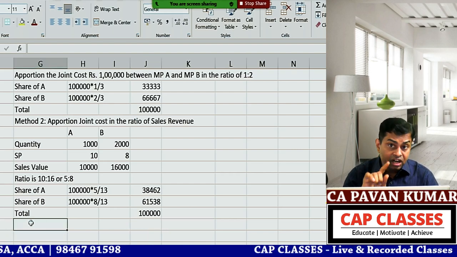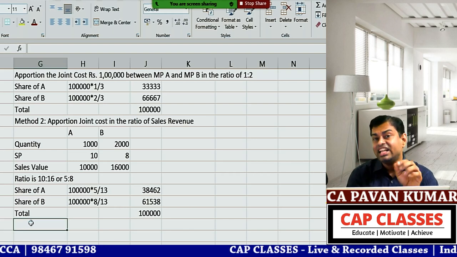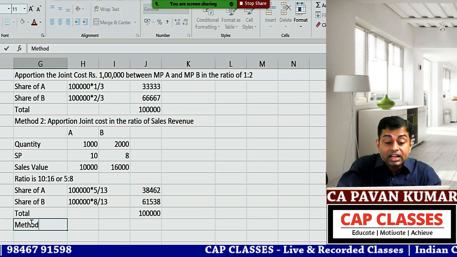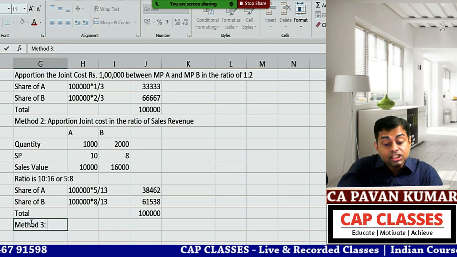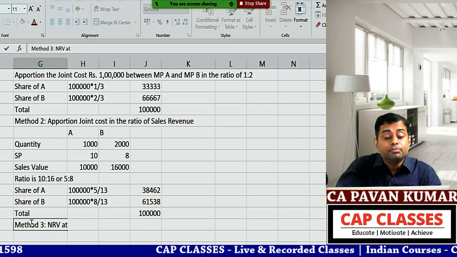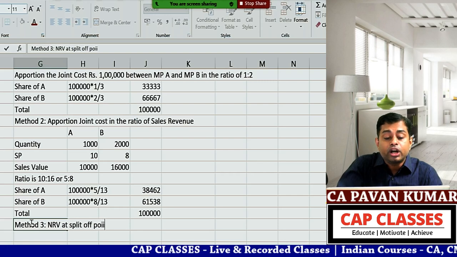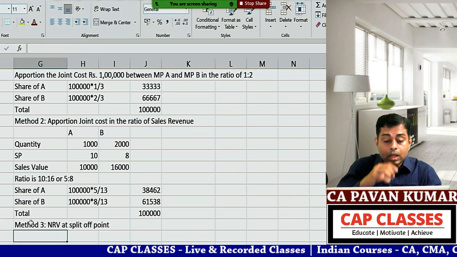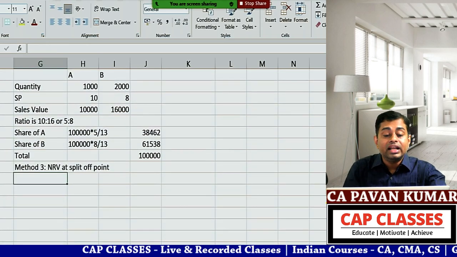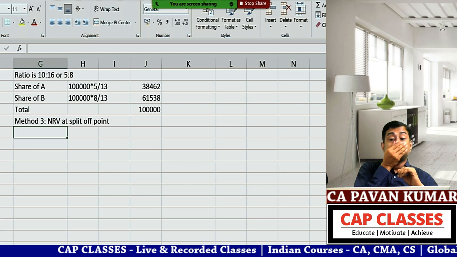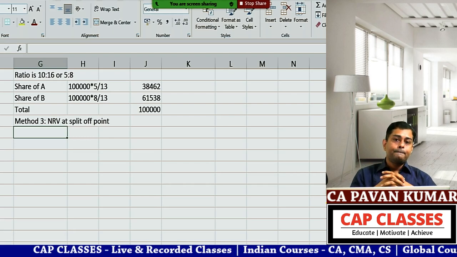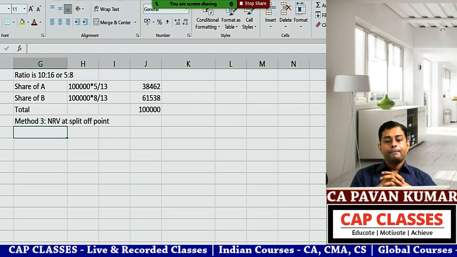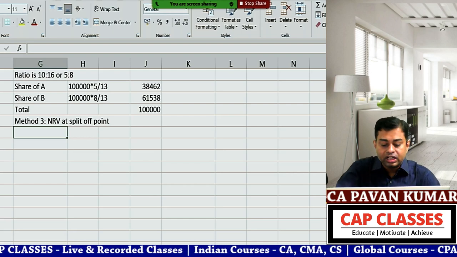Yes, method 1 and method 2 are actually not preferable. Method 3 is preferable. This is called net realizable value at split off point. Okay, Pavan sir, how to do that? Now look here.